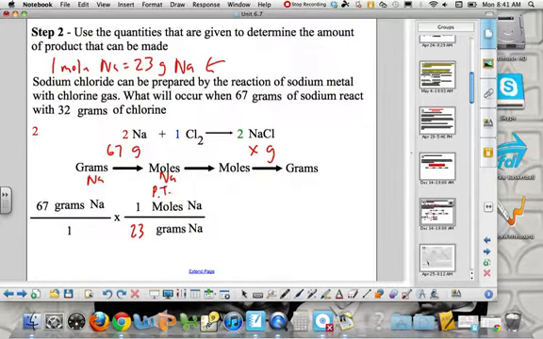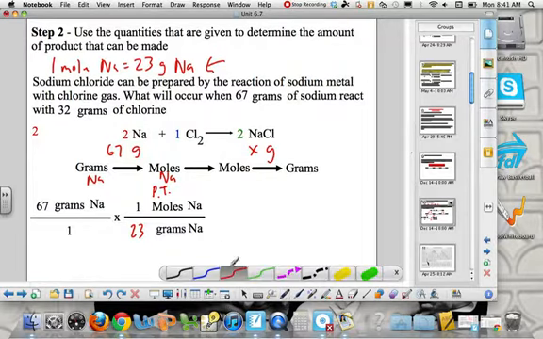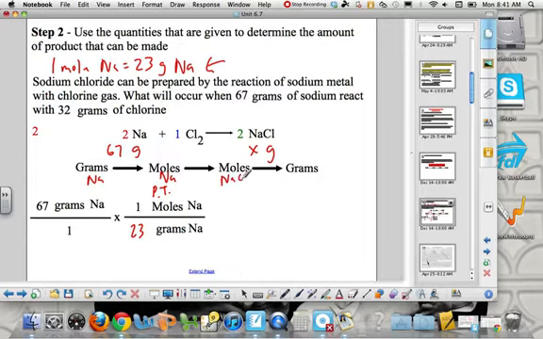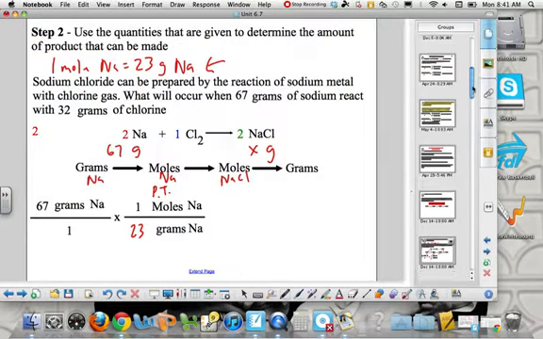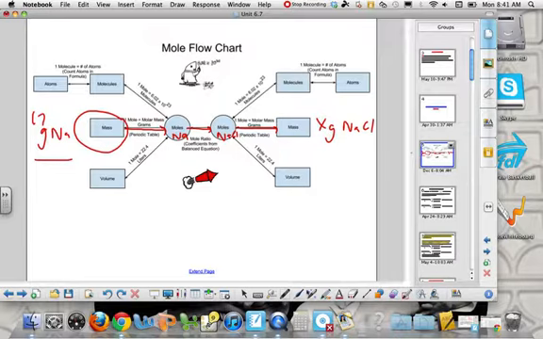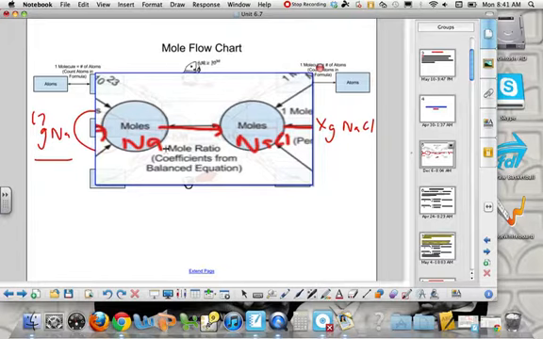Now we've got to keep going because I want to get to the grams of sodium chloride. So what I'm going to take a look at now is how to go from moles of sodium to moles of sodium chloride. Let's go back to that flow chart real quick and take a look at where we're at. We are now doing this step. I'm going from moles of sodium to moles of sodium chloride, and it says I have to use the mole ratio from the balanced equation.